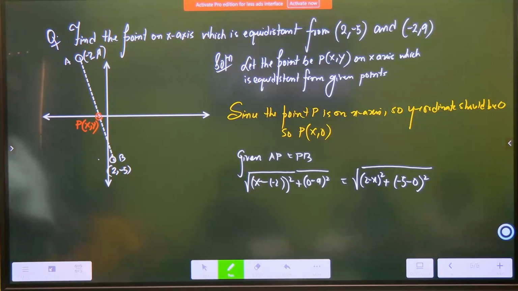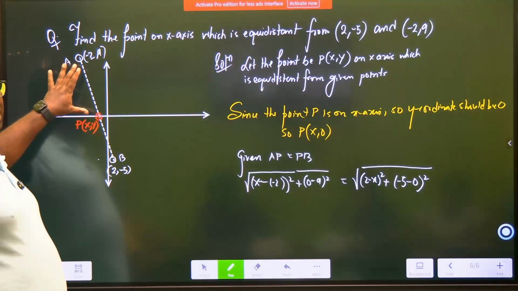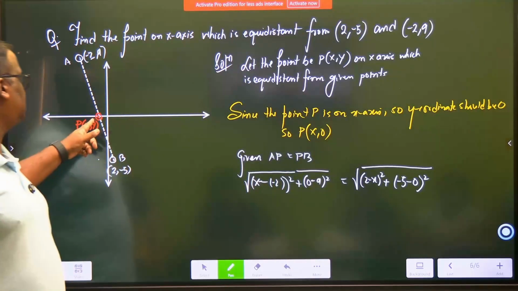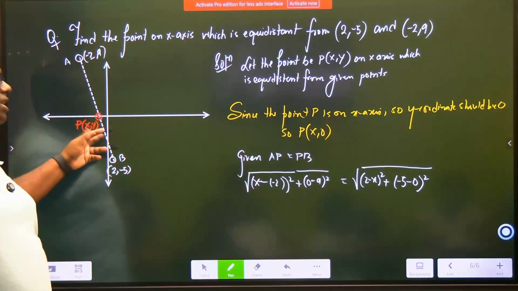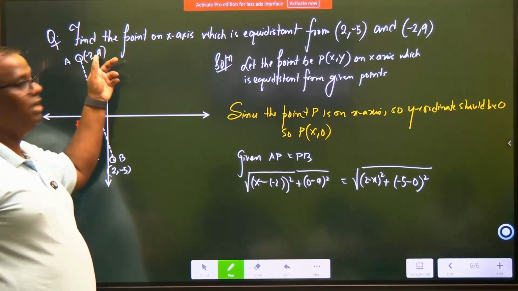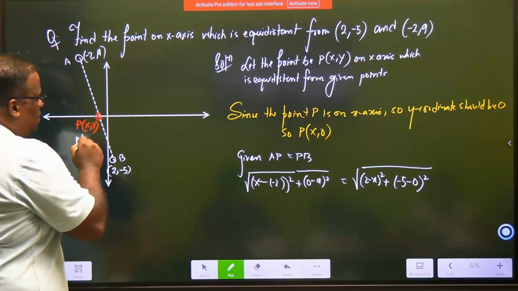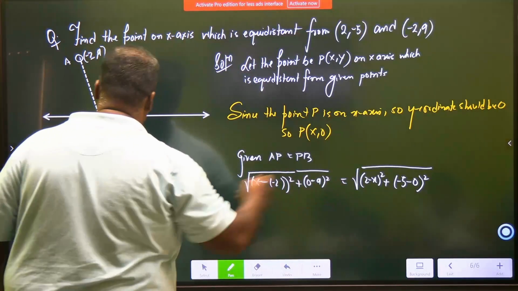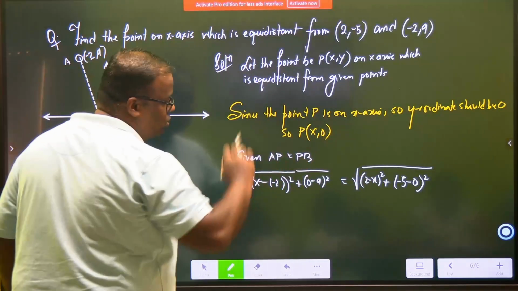क्या समझ में नहीं आया बोलो? पहले हमने ये डिस्टेंस लिया. What is the distance? Difference of the x coordinates. (x minus minus 2) whole square. Or you could have done (minus 2 minus x) whole square. एक ही बात है बेटा. Plus (0 minus y) whole square. This point is P(x, 0), na? Finally, see Abhigya, what is on this side? (2 minus x) whole square plus (minus 5 minus 0) whole square.